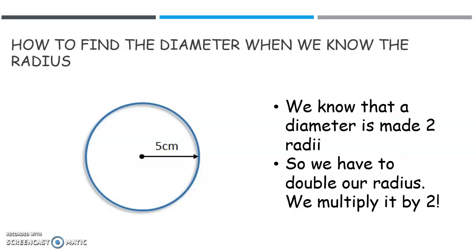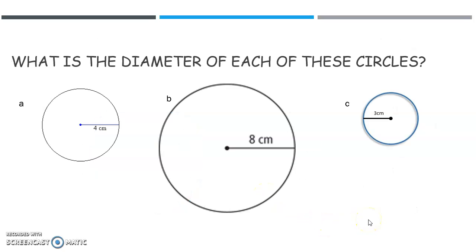So if we know what our radius is, all we have to do is multiply it by 2 to find the length of our diameter, because we know that our diameter is made up of 2 radii together. So in this case, our radius is 5 centimeters. So if we want to know what our diameter is, all we have to do is multiply it by 2. And we all know our 2 times tables, so it should be really easy.